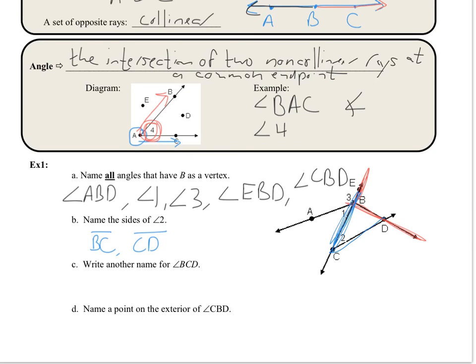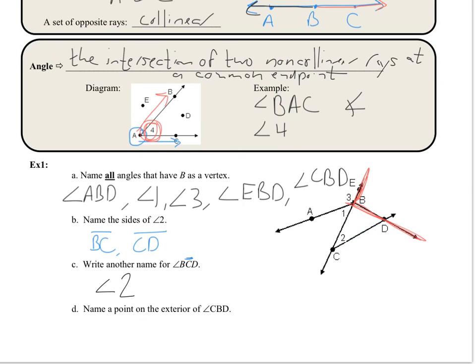So BC is going to be your first ray. When you look at angle BCD, it tells you that C is your common vertex, or your common endpoint, excuse me. So this is your vertex, that middle part. And then it tells us CD as well. Now remember, if it gives us a number, we can also call it by that number instead of using 3 points. So in this case, it tells us that we can use 2 to make this angle. So we can write this answer as angle 2.